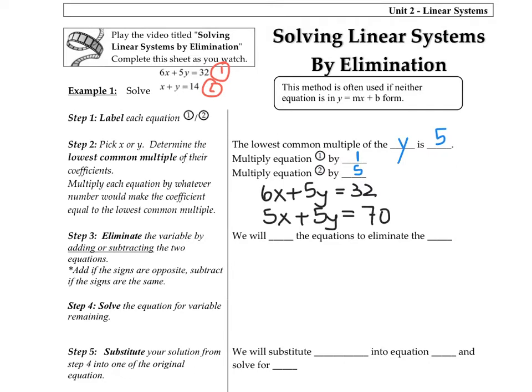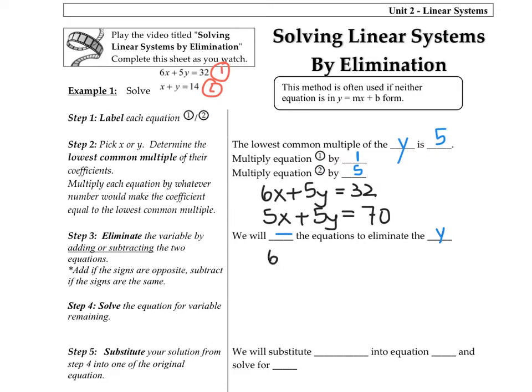Okay. Now, if I want to eliminate my 5y's, I have to ask myself, should I add the positive 5y's or should I subtract them? 5y plus 5y is 10y. I haven't eliminated anything. 5y minus 5y, that's perfect. That becomes 0. So we are going to subtract the equations to eliminate the y.